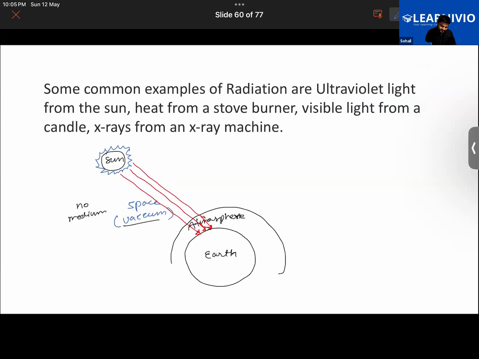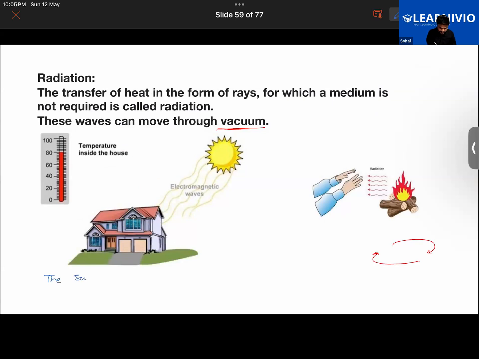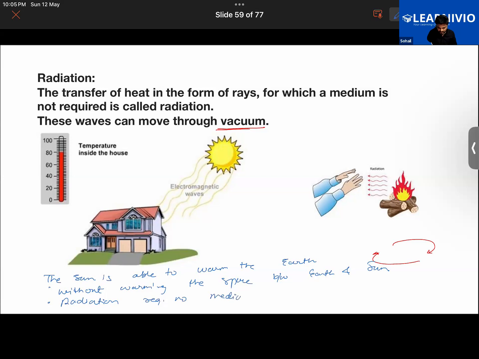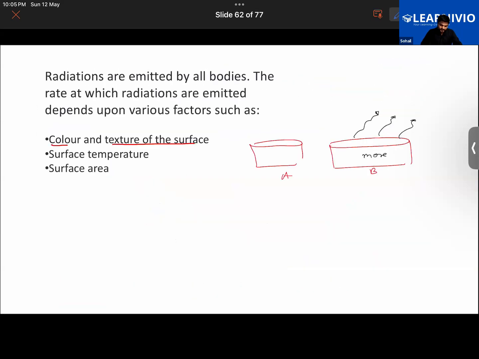Let me write this over here. The sun is able to warm the earth without warming the space between earth and sun. Also, radiation requires no contact and medium, and it's a direct transfer of heat. How does heat travel? In the form of waves.